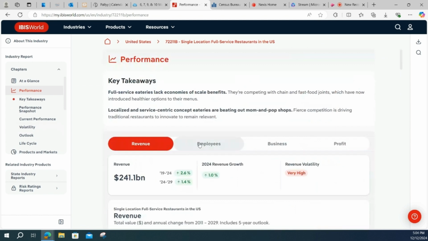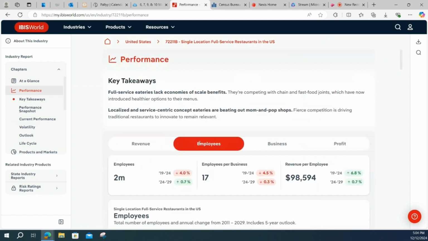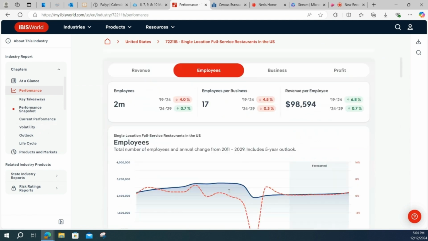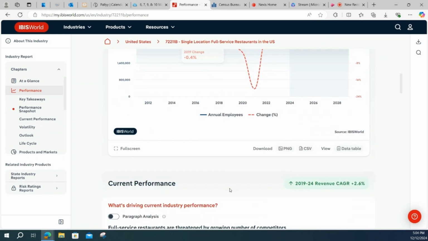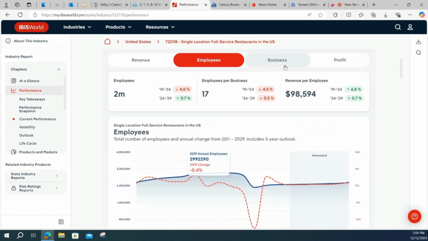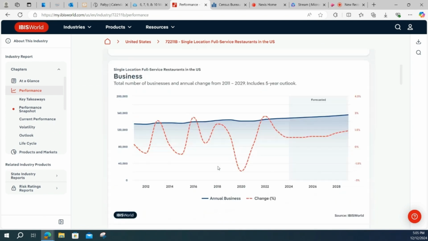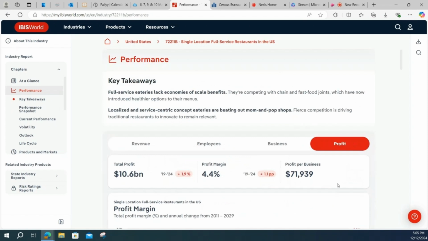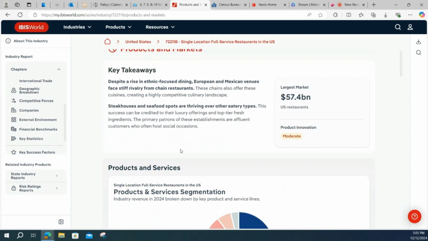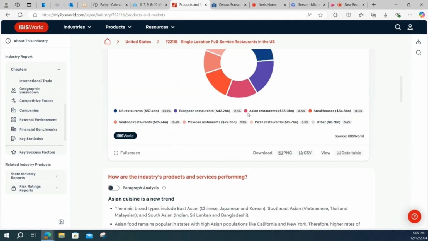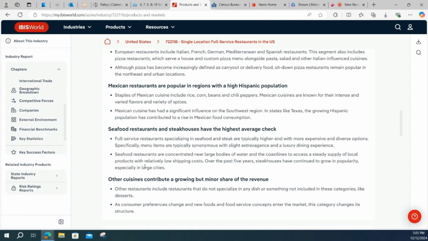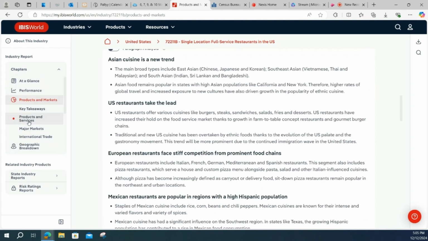And then if we skip around a little bit, I can also look at the number of employees that each business might have. So you could see 17 people per business on average. So that seems like it would be your smaller restaurants probably. I can look at business statistics here and then also the profit. So lots of good information. And I didn't even go through all the tabs on the left yet. If I click products and markets, I'm certainly going to see what kinds of restaurants are successful and why. It goes into some details there that I can grab for my overview of this particular industry.